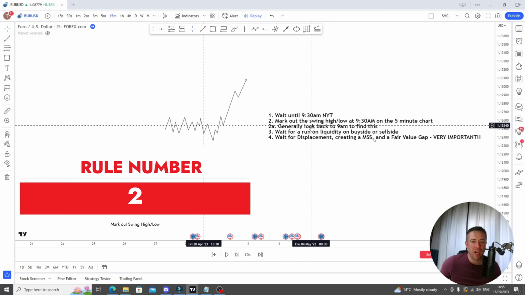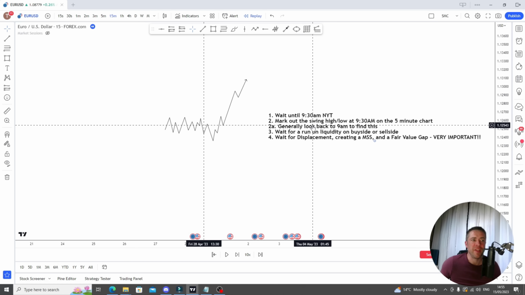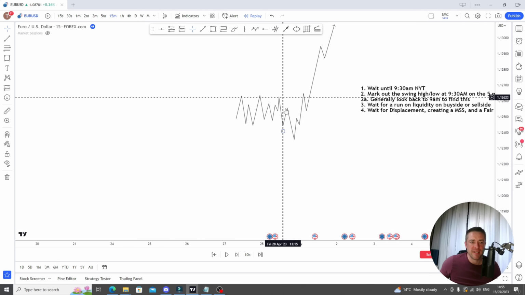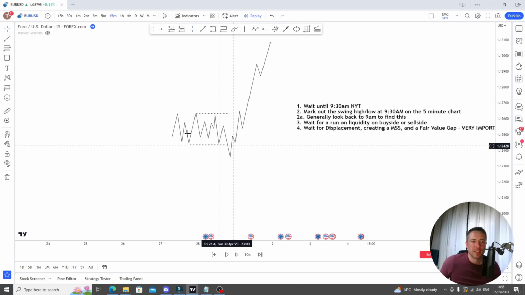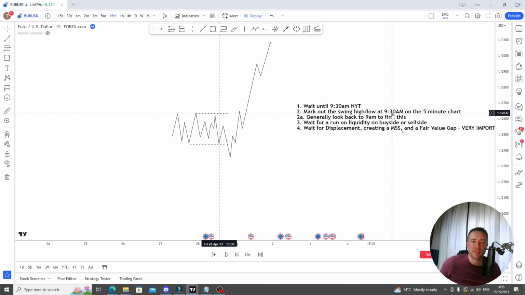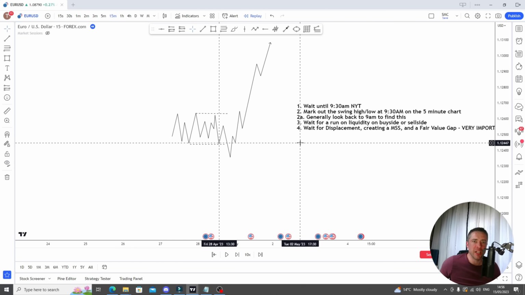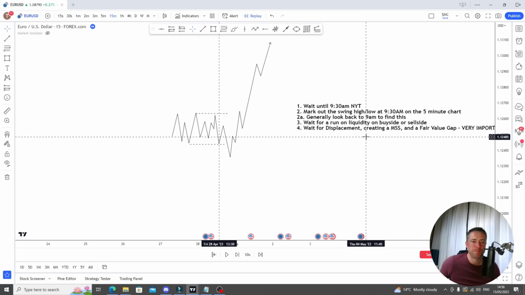Rule number 2. Mark out the swing high and low at 9:30 a.m. on the 5-minute chart. If that's 9:30, I'm marking out a swing high here. I'm marking out a swing low here. Generally look back to 9 a.m. to find this. There's no hard and fast rule. If there's a really clear swing high or low at 8:55, use that. But generally I'm looking back half an hour to find the swing high and low, and I'm marking them out on the chart like this.